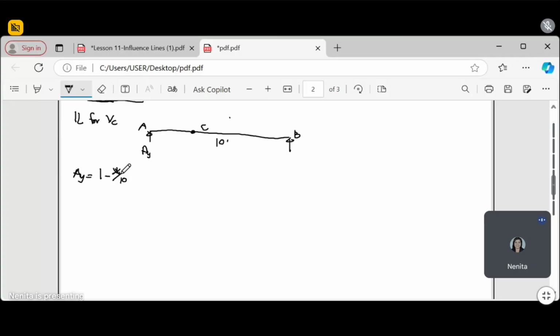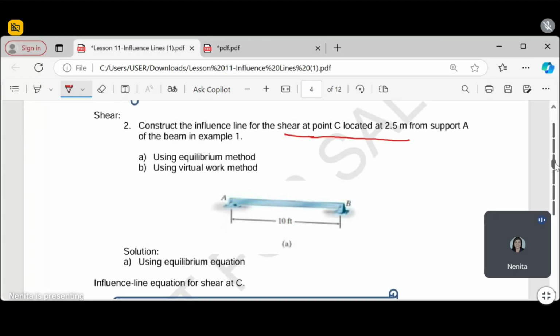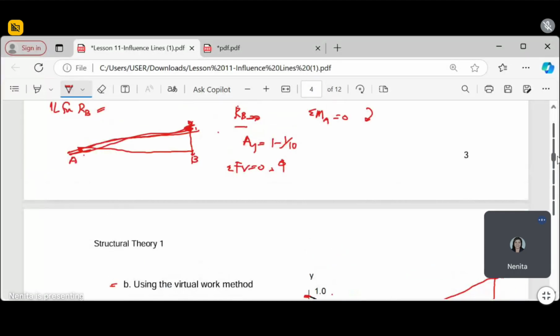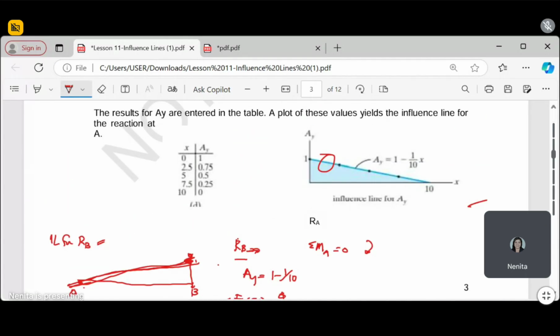1 minus x over 10, di ba? 10 over 10 minus x over 10. Okay. You can go back here. Makita natin ang ating reaction kanina. Okay. Tama, no? 1 minus x over 10.